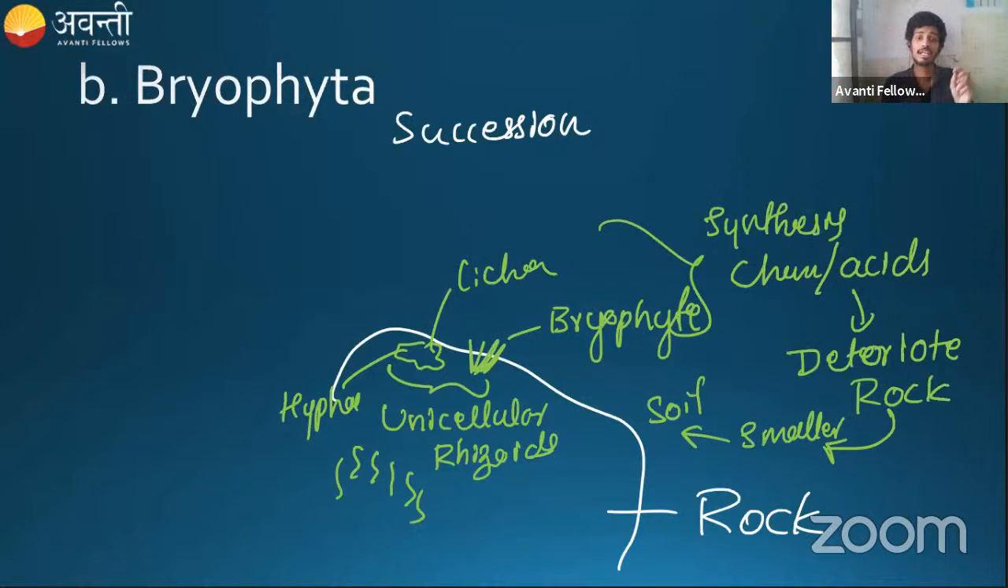Why only bryophytes and lichens, and not larger trees? Because these two have very small hyphae and unicellular rhizoids, which can penetrate the pores in the rocks, and they can synthesize some chemicals that can destroy the rock surface.